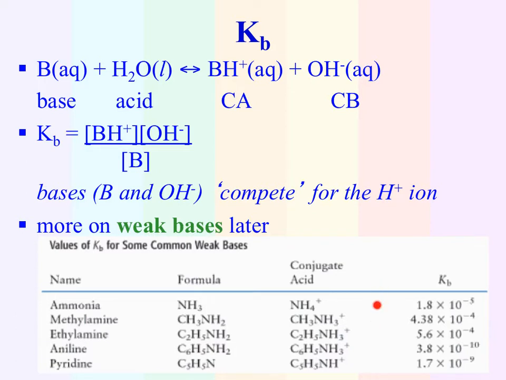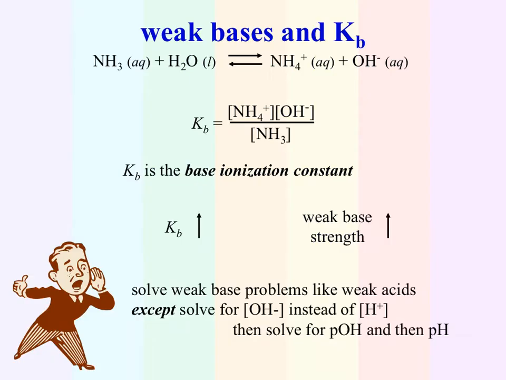So here's a list of some common weak bases, ammonia being probably one of the most common. However, we have several different amine types that show up, and they all have specific Kb values associated with them. As you can see, since these are weak bases, they have relatively small Kb constants. So Kb is that ionization constant for specific bases.